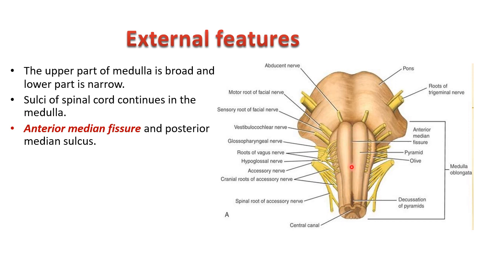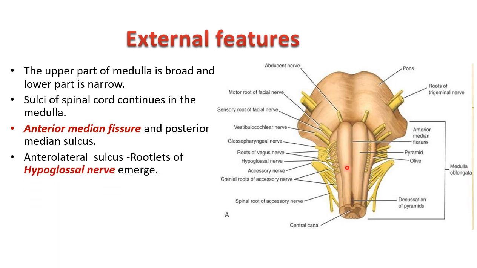So on either side of the anterior median fissure, you are able to see the anterolateral sulcus, same like in the spinal cord. In the spinal cord, the ventral nerve roots, mainly your efferent motor nerve roots, arise from there. But here you are able to see the hypoglossal nerve arises from the anterolateral sulcus. They are the rootlets of the hypoglossal nerve.